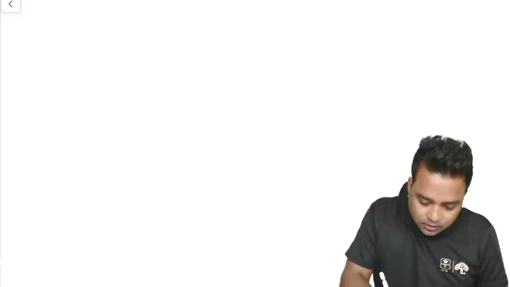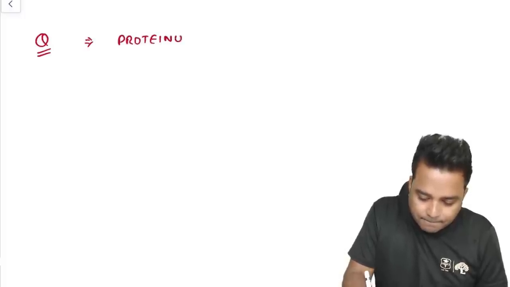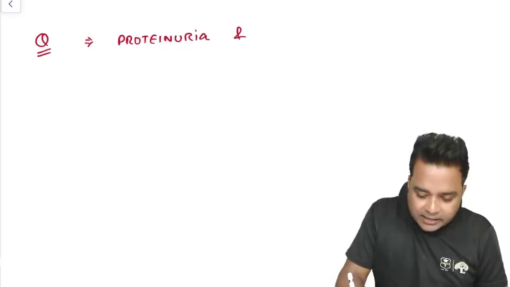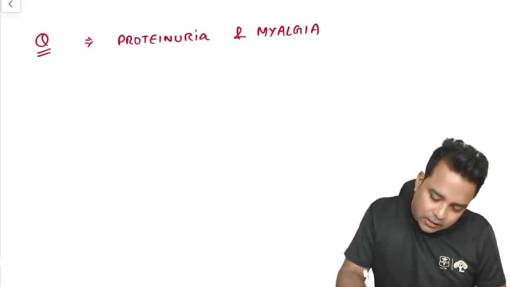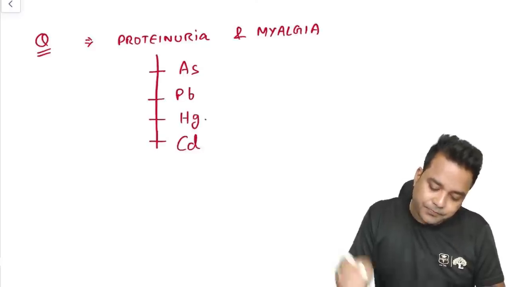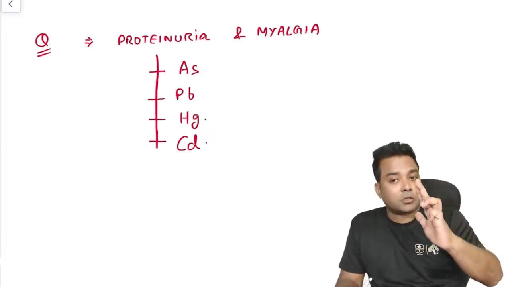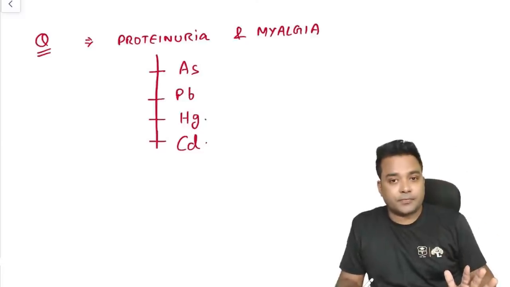They asked a question in the AIIMS exam that there is a metallic poison which has given rise to proteinuria and myalgia. This was the recall which could be done by the students. And then you were given options in the form of arsenic, lead, mercury and cadmium to be picked. Now, look, all the metallic poisons are toxic to kidneys. This is correct. Okay?